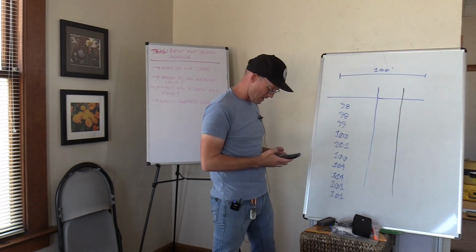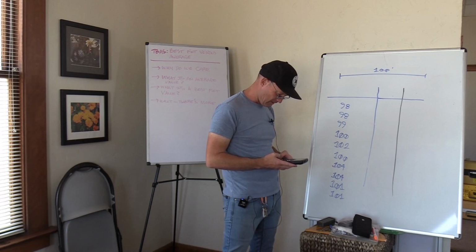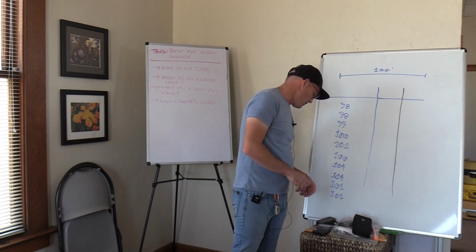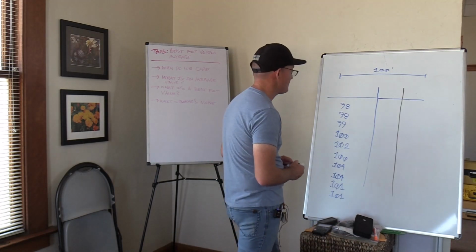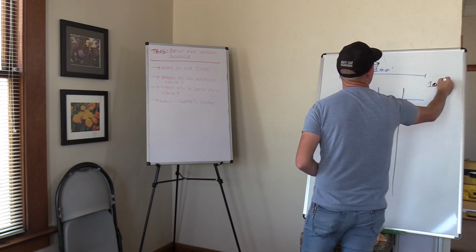Let me try this again. I apologize. At least you guys know I do this live for real. So let's try this again. 98, 98, 99, 100, 102, 100, 104, 104, 101, 101. Sorry, it's 100.7. Okay, so 100.7. So if we round up, it's going to be 101. That's the average. Okay. All right, sorry about that, guys.